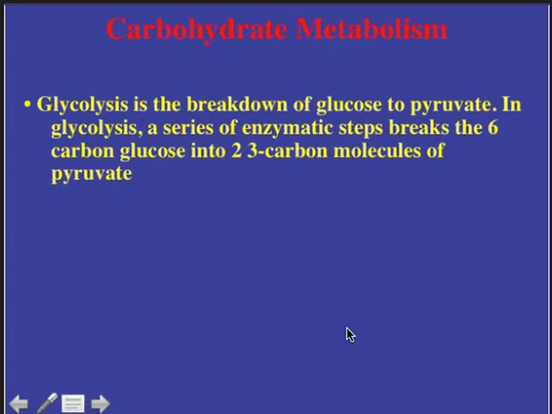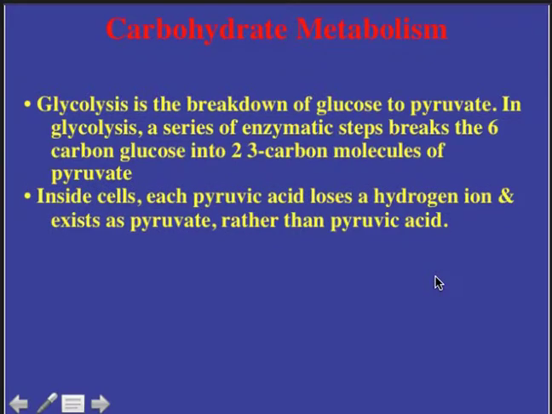Glycolysis is the breakdown of glucose to pyruvate. Pyruvate is a 3-carbon molecule. Glucose is a 6-carbon molecule. In glycolysis, a series of enzymatic steps breaks the 6-carbon glucose into 2 3-carbon molecules of pyruvate. Inside cells, each pyruvic acid loses a hydrogen ion and exists as pyruvate, which is the anion of the acid, which has now donated its proton to the aqueous surrounding environment. And the net effect of that is to lower the pH.